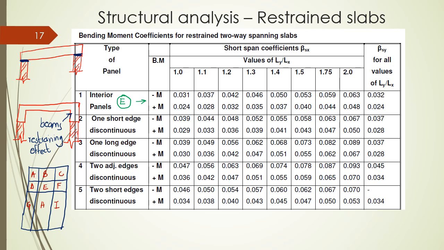In a second scenario where I have one short edge discontinuous, I'll think of, say, panel F, where this side is longer than this, but those sides have adjacent panels next to it. So it's only on this side, which I've marked with an X, which is discontinuous. So in the case where I would like to get the moments in panel F, I'll have to read the values of panel type 2 because only one short edge is discontinuous.